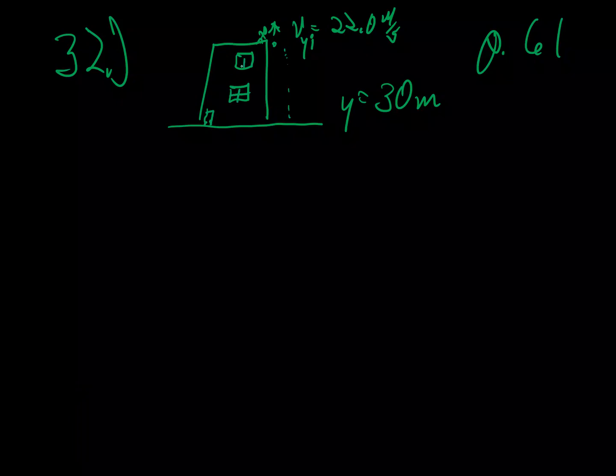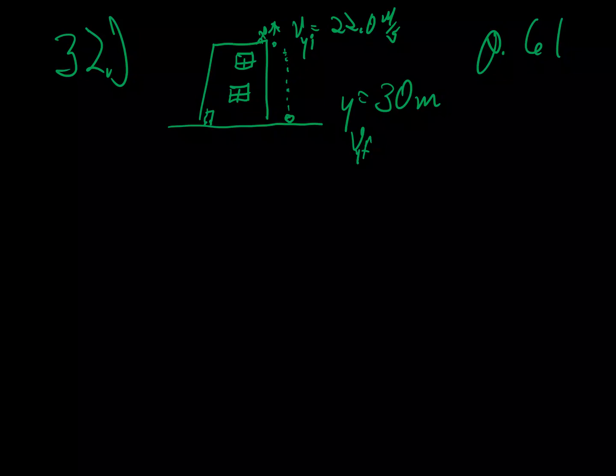All right, windows. Now the rock comes all the way back down, and just like a nanosecond before it hits the street, we want to know what is the speed of the rock just before it hits the street. So we want to know the final velocity in the y direction. We're looking for Vy final.